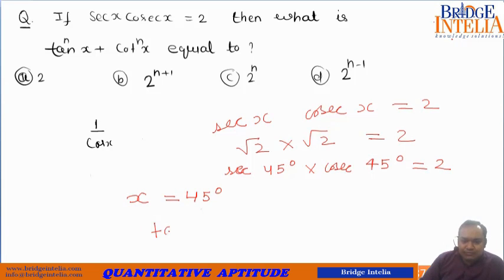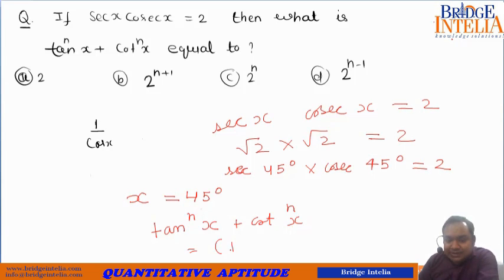Now see how. You have been asked to find the value of this expression, tan x to the power n. n is equal to what, we don't know, but we are also not told whether n is a whole number, n is a negative number, n is a fraction or what. We are simply told that tan x to the power n plus cot x to the power n. But now that you know that x is equal to 45 degrees, things will become very easy for you.